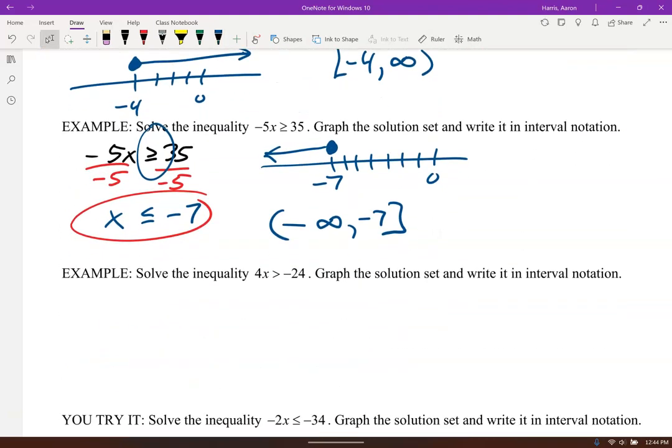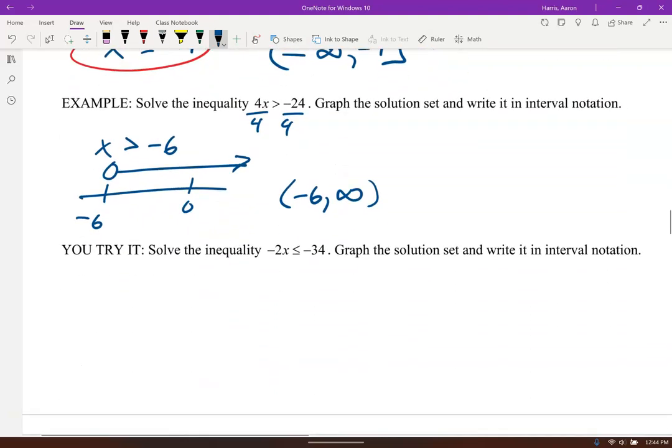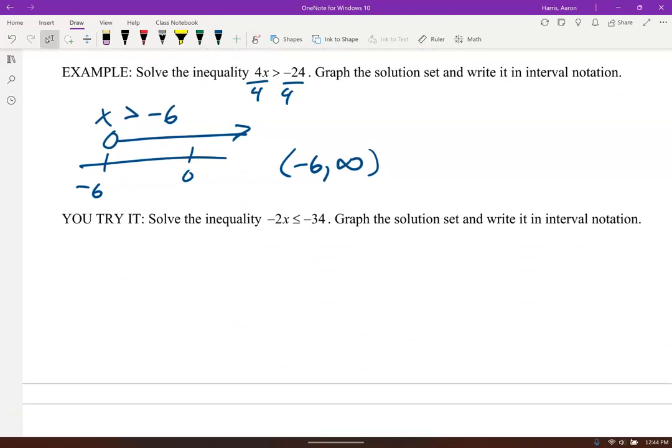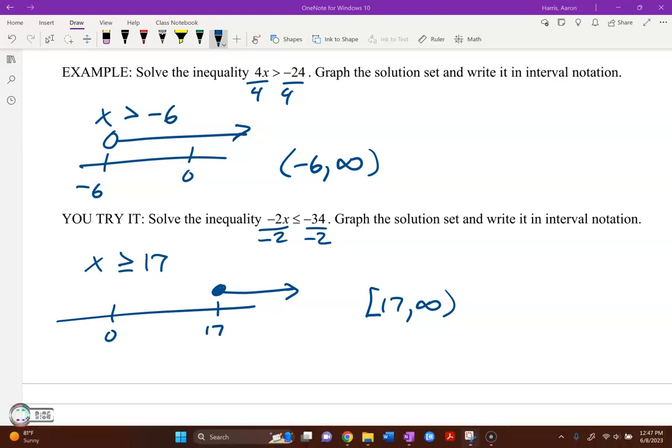All right, let's go ahead and do this one. Well, now we're dividing by a positive, so it doesn't switch the sense. It stays the same. So x is greater than negative 6. Negative 6 with a parenthesis on it. All right. Well, you guys try that. There's your solution and your graph on that. You divide by negative 2. Make sure you switch the sense of the inequality, the direction of it.